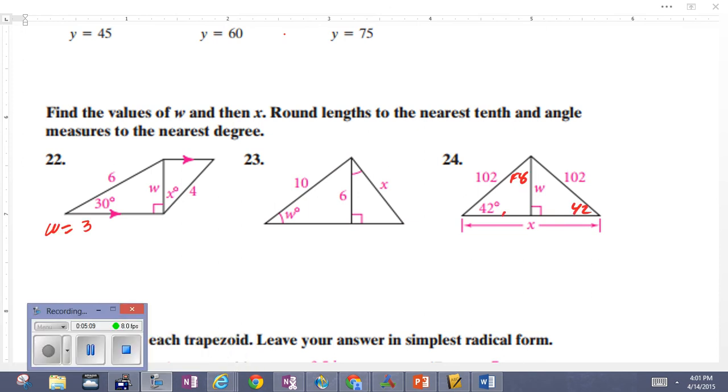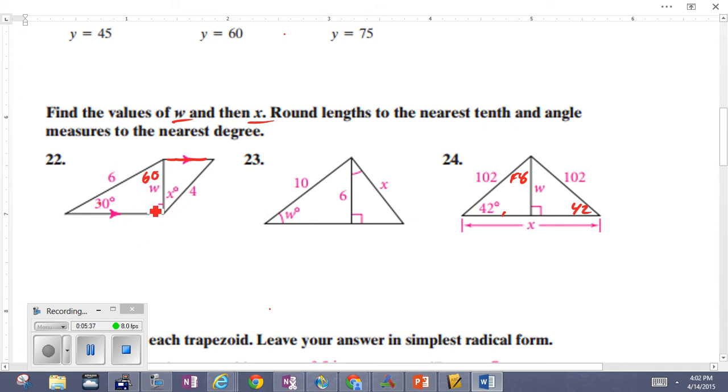Okay, we're back. We're going to look at number 22 and 24 here. Now in 22, look at what we're after. It says find the values of W and X. We have a couple things going on. Here we have parallels, which might be of help. But we also know we've got a 30, so we also know we've got a 60 here. 30, 60, 90. Which means W and the hypotenuse of that 30, 60, 90 is 6. So that would mean W is equal to 3.